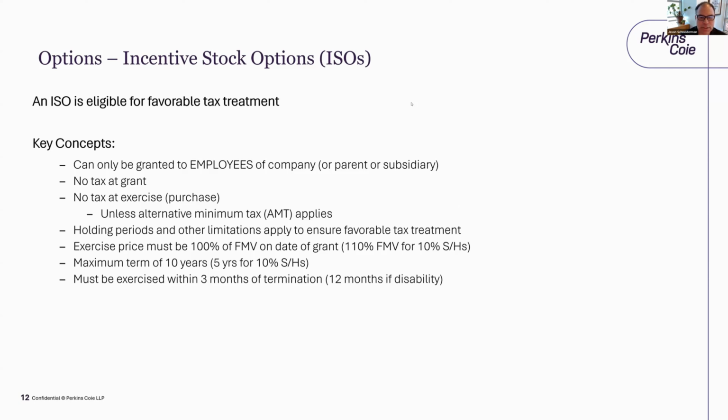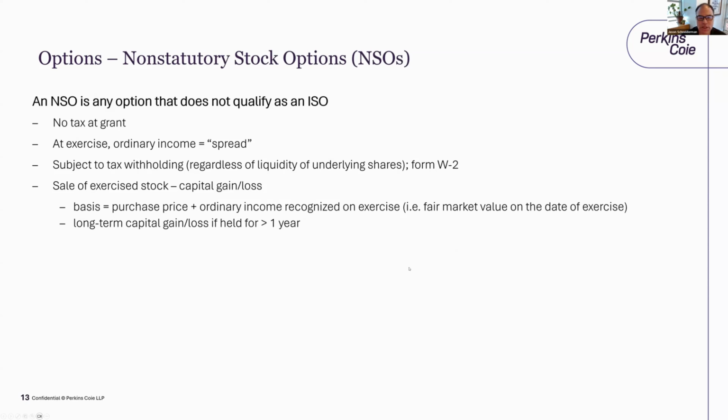The next slide, please. And just quickly, the reason why ISOs are beneficial: there's a lot of requirements to apply, but the recipient saves money in taxes. It's a U.S. tax benefit though, so it only applies to U.S. employees. Yeah. And then NSOs, non-qualified, non-statutory stock options, is everything but an ISO.